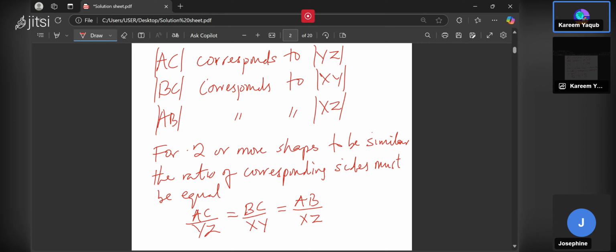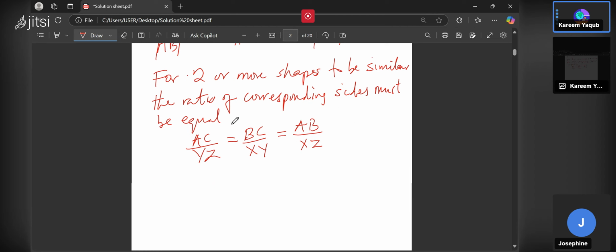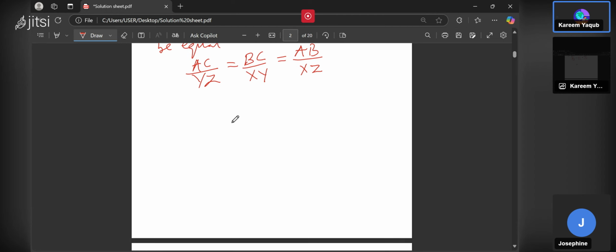So for two or more shapes to be similar, the ratio of corresponding sides must be what? Equal. That is a condition. So without this condition, two shapes cannot be said to be what? Similar. Now let's see how to apply this in solving problems.